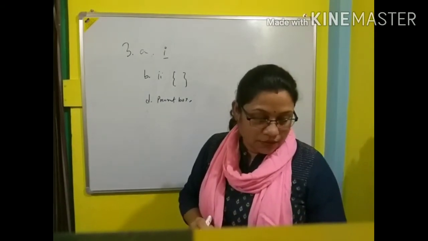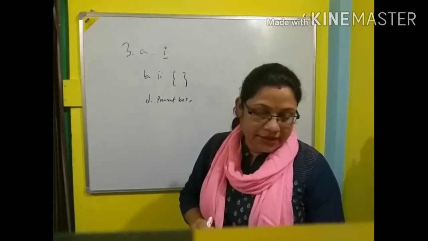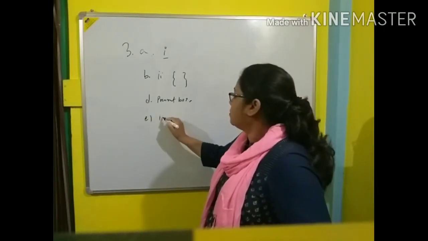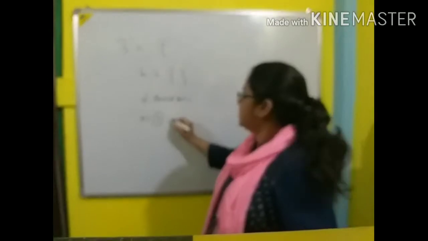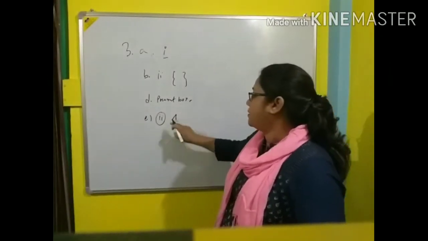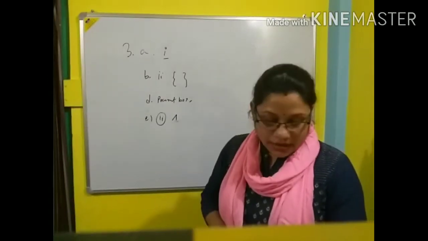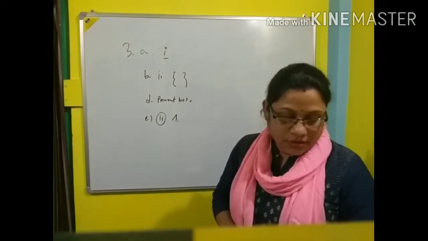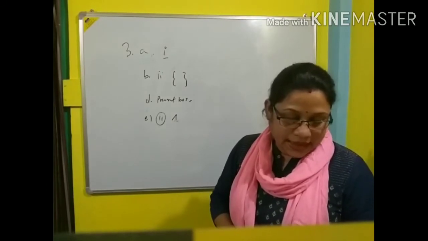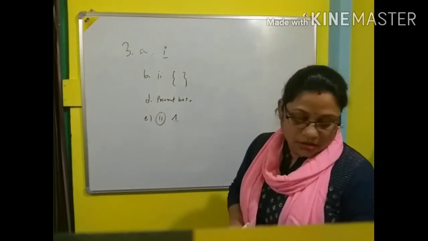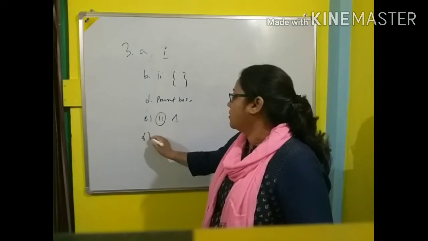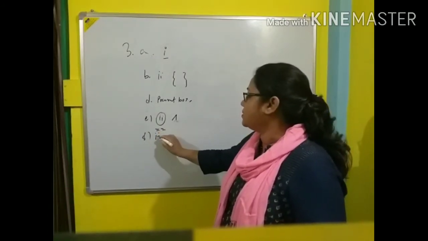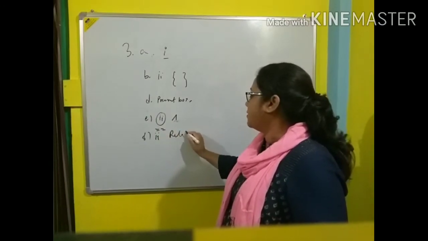Which one of these is not an arithmetic operator? The answer is number 2. This operator is not an arithmetic operator. The double equal is a relational operator. So this double equal symbol is known as a relational operator.